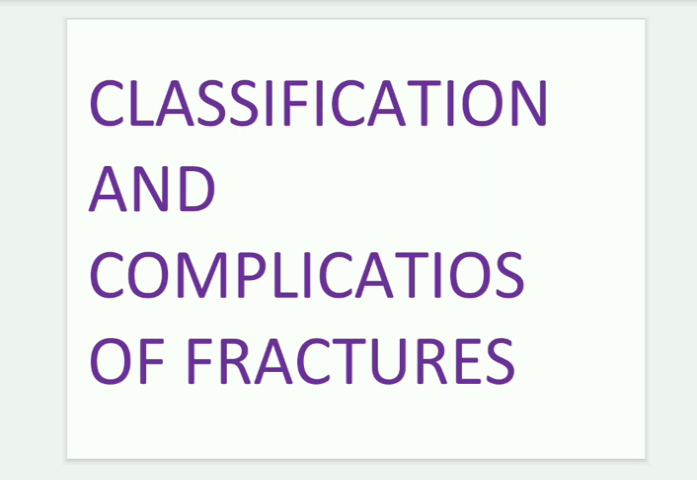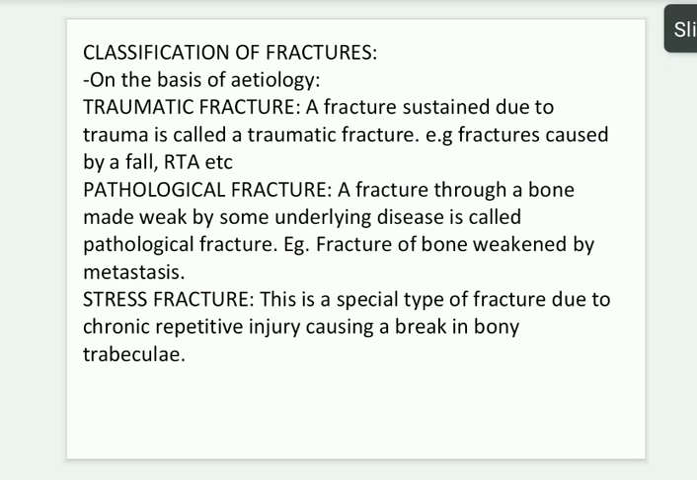Today we learn about the classification and complications of fractures, and this is a 5 marker, mostly asked in clinicals. Here, on the basis of etiology, it means the causes. It might be a traumatic fracture, it means any fall. A fracture which is sustained due to trauma is called a traumatic fracture. The fractures will be caused by a fall, road traffic accidents, etc.